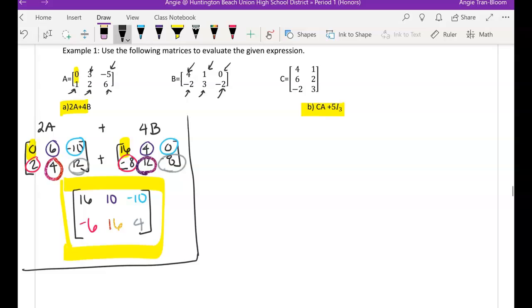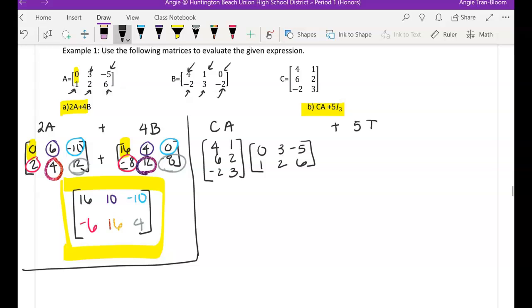First, let's do C times A. So C times A is matrix C, which is this guy over here. I'm just going to copy that down. 4, 1, 6, 2, negative 2, and 3. Times matrix A, which is this guy over here on the left. 0, 3, negative 5, 1, 2, and 6. Okay, that's what it means. Then add 5 times the identity matrix of a 3 by 3.